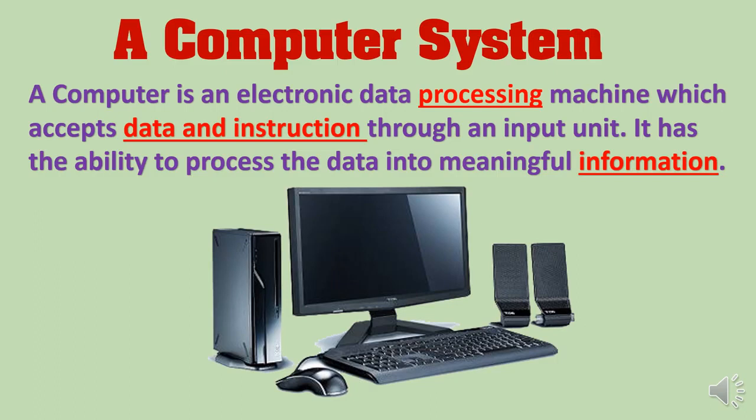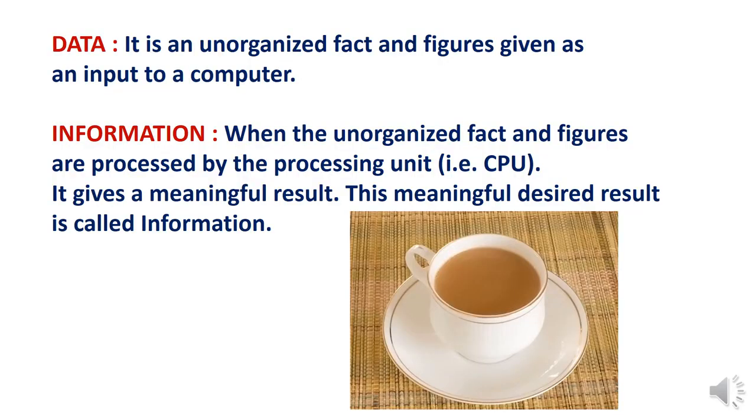Now, as you can see on the screen, three terms are highlighted: processing, data and instruction, information. In the coming slides we will see what all these things are, and it will become clear what is the actual definition of a computer and actually how a computer works. So let us proceed. Now let us talk about data and information. Then we will move on to processing.